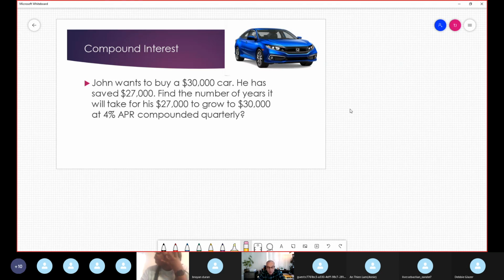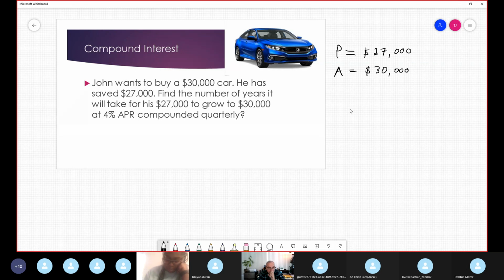So what is the information that we have? Who helped me to set up? We have a present value. Who is present value? P. Who is P? Come on, the students can always help me. Present value is 27,000. Absolutely perfect. That's the money John has right now. Future value is also given, or no? 30,000. Exactly, it's the money that he needs, 30,000.